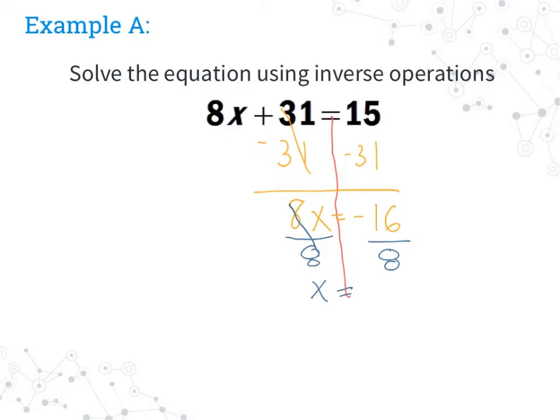Negative 16 divided by 8. A negative divided by a positive is going to be a negative, and 16 divided by 8 is 2. Again, if you don't know your integer rules, feel free to use your calculator. Now I'm going to put a box around my x equals negative 2 because that is the right answer, and I want it to be easily found on my paper. Let's go on to the next one.